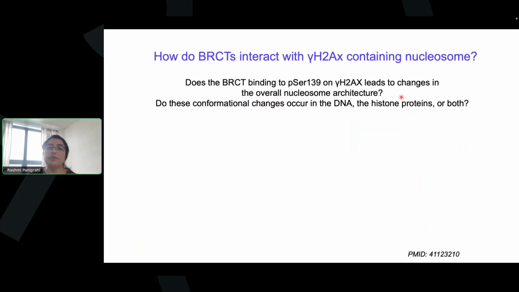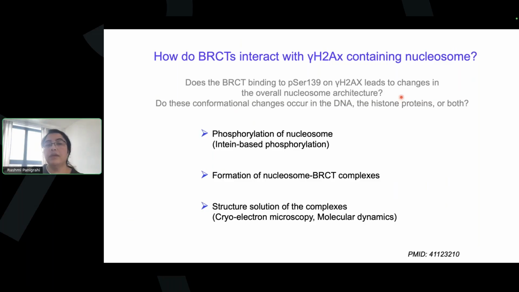Now, the question we asked in this project is how does the BRCT interact not with the gamma H2AX peptide, but in the nucleosome context? Particularly, does the binding of BRCT to this gamma H2AX nucleosome lead to any structural rearrangement, either in the histone or in DNA or both? To address this question, we first prepared phosphorylated nucleosome, and then we formed the complex of this gamma H2AX nucleosome with BRCT, and then we performed structure solution studies using cryo-electron microscopy and MD simulations.